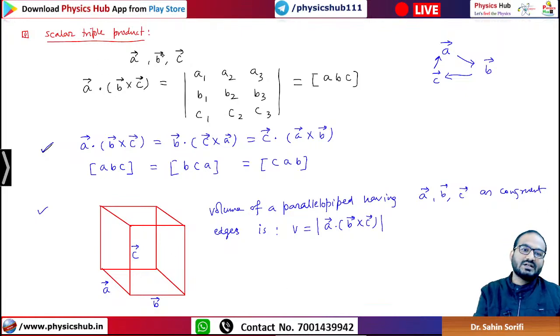Now, using scalar triple product, we can also define the coplanarity. Like if you are given 3 vectors, how do you say whether they are coplanar or not? To check coplanarity, we can use this scalar triple product.